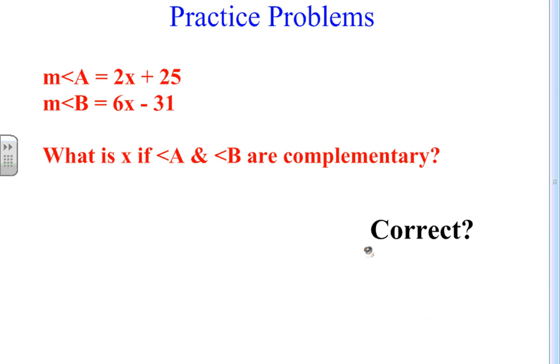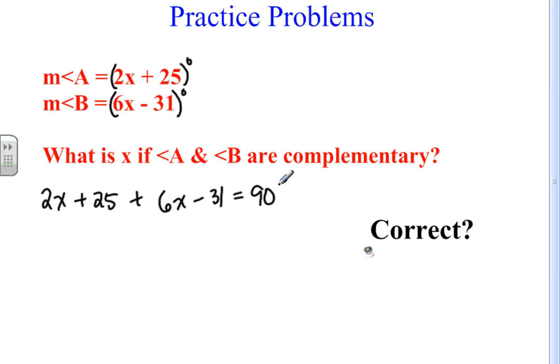So let's see if we can try a couple problems here, and using the definitions of complementary and supplementary, write some equations. So it says that the measure of angle A is 2x plus 25, and we're thinking in degrees here, and angle B is 6x minus 31. What is x if A and B are complementary? Well, if they're complementary, it means that when I take angle A and I add it to angle B, I should get 90 degrees. Complementary means adds up to 90.